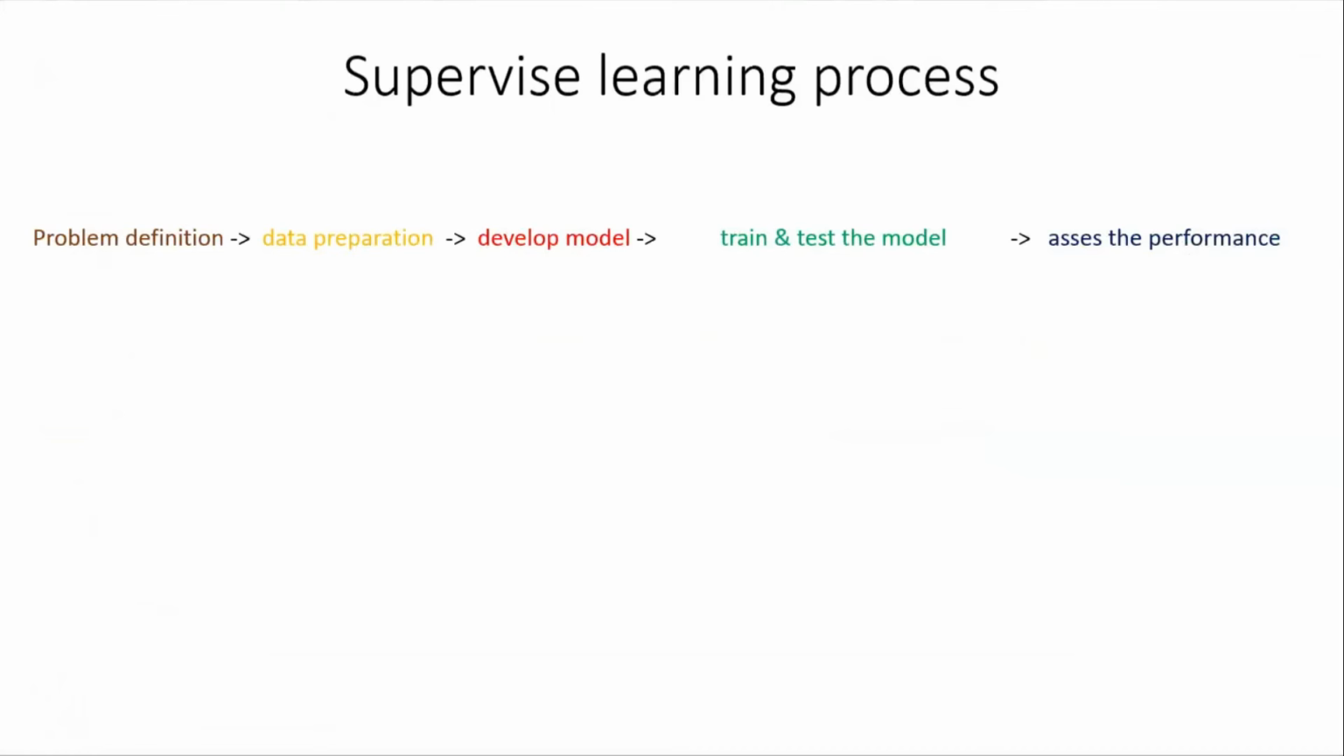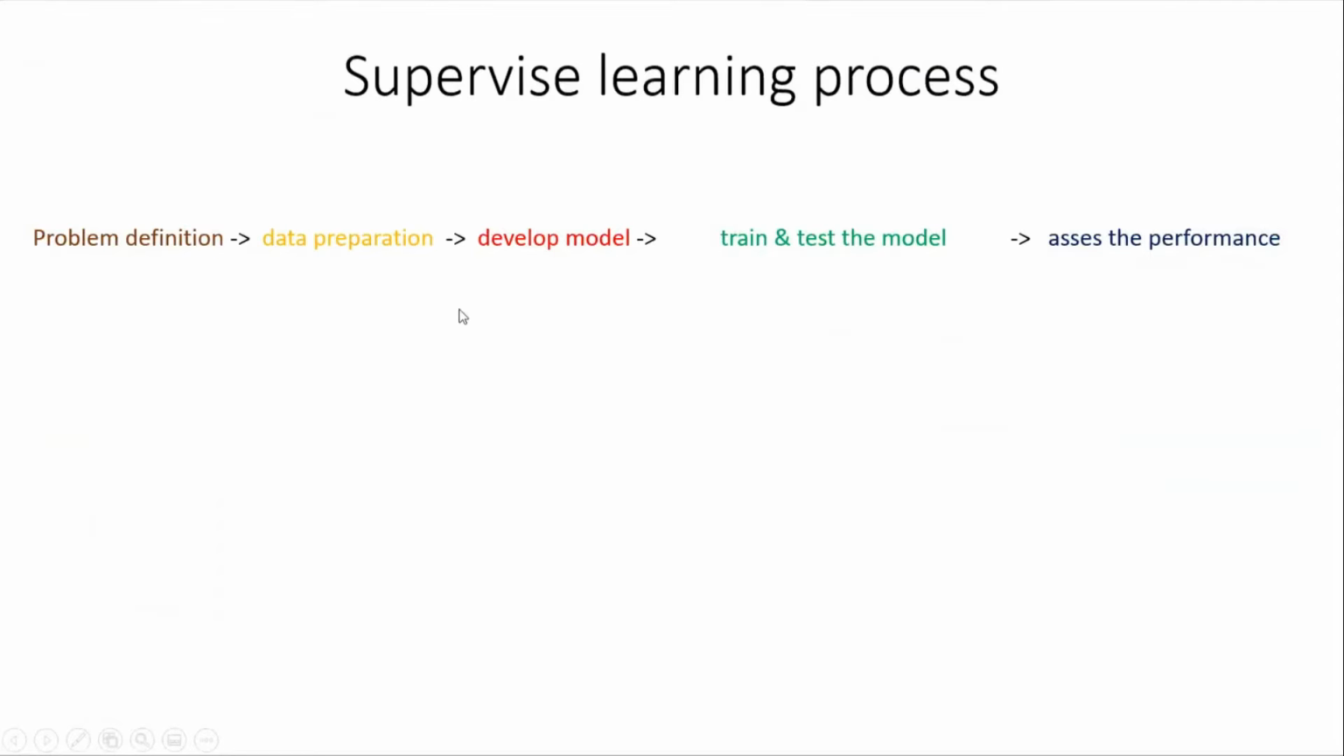All right. The supervised learning process consists of the first stage, problem definition. The second stage is data preparation. The third stage is develop model. The fourth stage is train and test the model. The fifth stage is assess the performance.